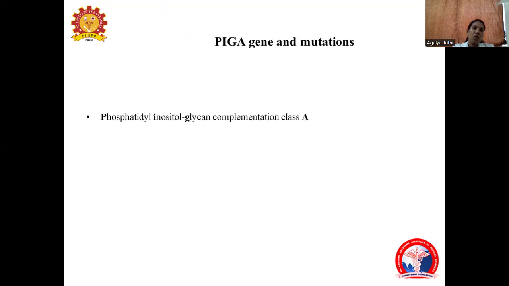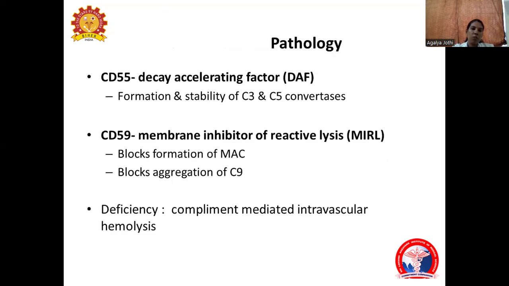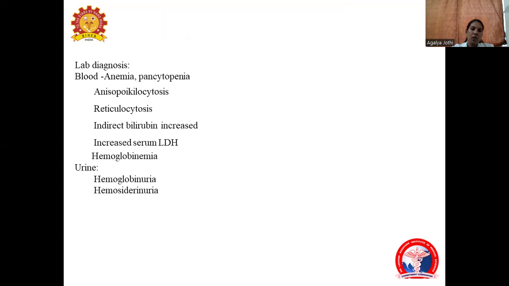The mutated gene is PIG-A, phosphatidylinositol glycan class A mutation. The common mutation is a frameshift mutation. CD55 is also called the decay accelerating factor. CD59 is an inhibitor of lysis. Now the main function and mechanism here: it blocks the formation of the MAC and also blocks the aggregation of C9. It mediates complement mediated intravascular lysis.